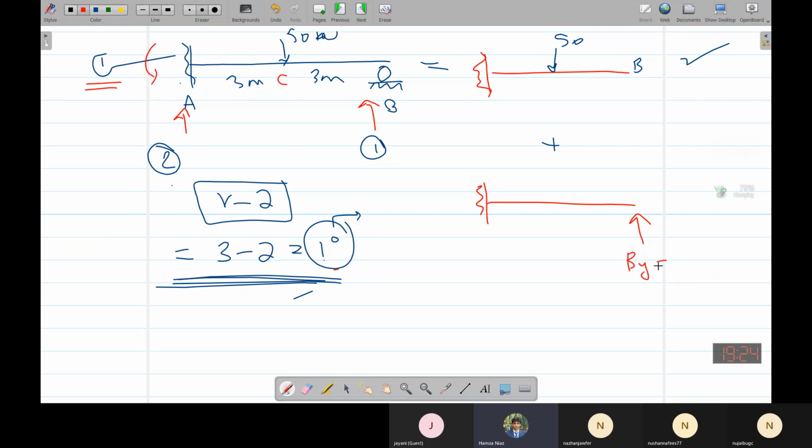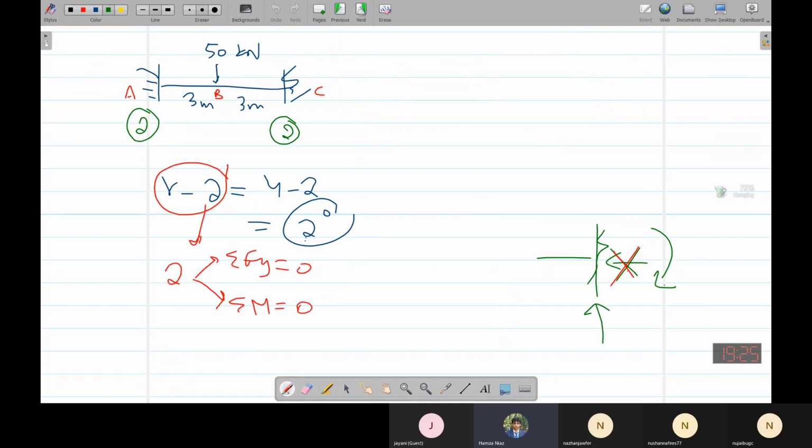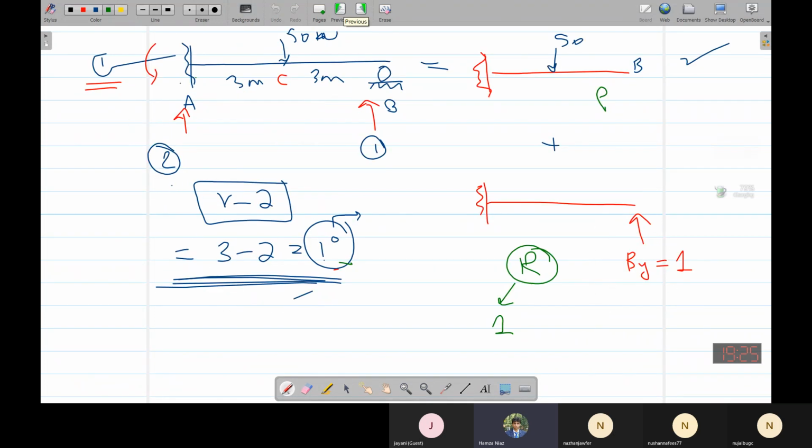So we apply By is equal to 1. So this is just a primary redundant structure. We have resolved our structure into a primary structure and a redundant structure because the degree of indeterminacy was 1, so we have only one redundant structure. If it was more, we'll go through the second and third ones in the next steps. So is this clear? That primary and redundant structure we have calculated.